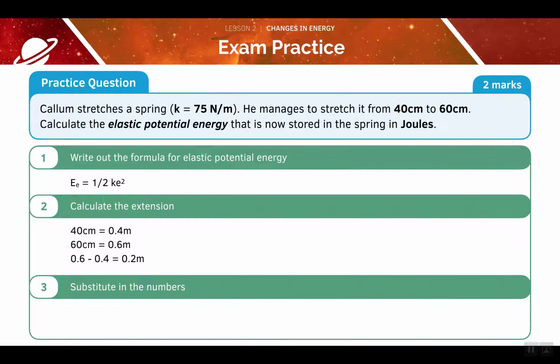Now that we have a value for the extension, we can simply put our numbers into the equation. We also need to remember to give our units along with the final answer. So we'll take our first equation, which is EE equals 1/2 k e squared. Substitute in the number for k, which is 75, and then also substitute in our extension, which we've just worked out as 0.2. This is going to give us a value of 1.5 joules.